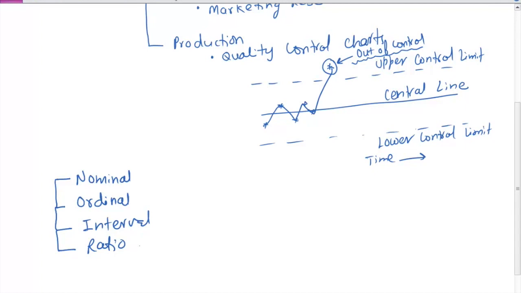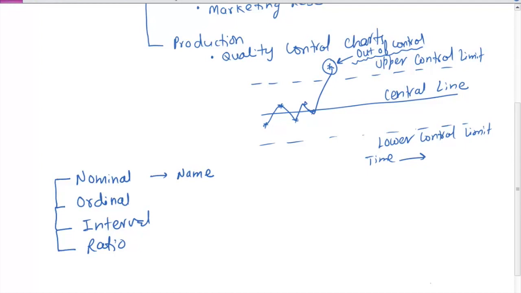Is it a nominal type of data? Nominal is just a name. Names of students in a class are nominal data because they are just names. Similarly, names of cities in a state are nominal data, or names of countries, or names of rivers, trees, animals. So all the names represent nominal type of data, and they have a lot of limitations.